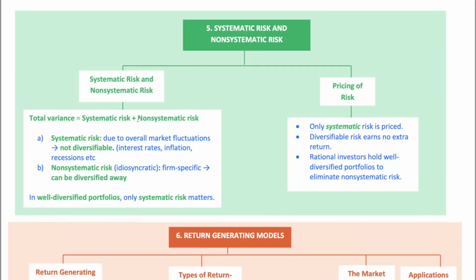But here's where it gets really interesting and practical. You don't get extra return for taking non-systematic risk. Let me explain that in plain English. Imagine two investors. One holds a single airline stock. The other holds a diversified ETF with 500 stocks in it. Now, both are exposed to market-wide factors like interest rates and inflation, but only the first guy is also exposed to the risk that one plane crashes or maybe the company's CEO quits suddenly.